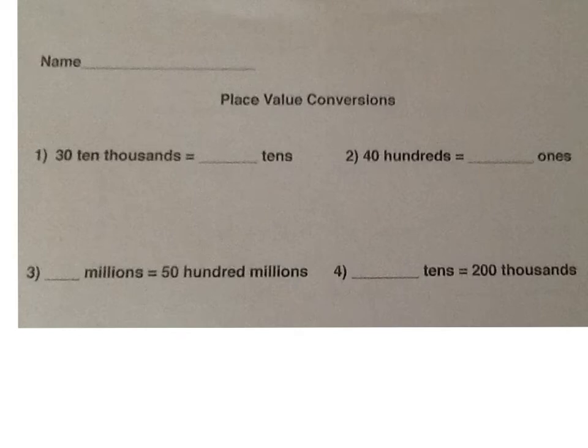Now I'm going to model these problems. I want you guys to first focus on the number that they've written already, like the 30 10,000s, the 40 hundreds, the 50 hundred millions, the 200 thousands. And I want you to write that up top as groups of. So we're using multiplication. This 30 10,000s is going to be 30 groups of 10,000.